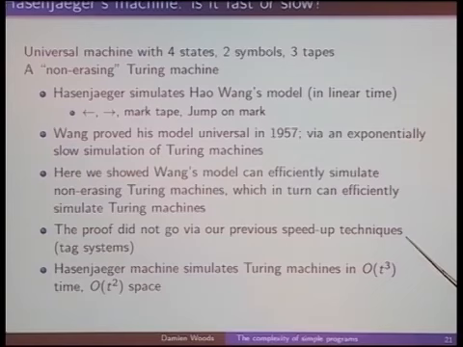And the proof of this, it's kind of interesting for me. It did not go via tag systems the way we've done it many times before. We just came up with a different proof. So if you give me a Turing machine that runs in time t, and you give the Hasenjaeger machine a long enough tape, the Hasenjaeger machine will simulate your Turing machine in time t cubed and uses t squared space.